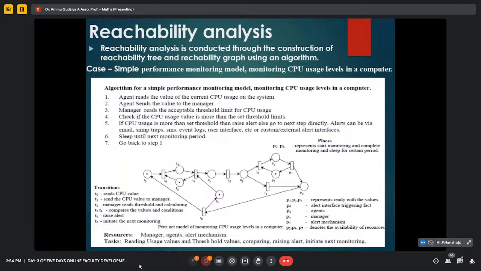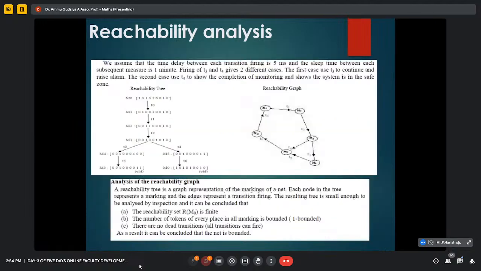I have drawn the Petri net for this, and I have drawn the reachability tree and reachability graph. If you see the reachability tree, look keenly, it is made up of markings. To start with, I have M0. M0 says 1 0 1 0 1 0 1 0 1. This is nothing but the number of tokens in the places. I said I have used 9 places, so I have written 9 values, 0s and 1s, over there.